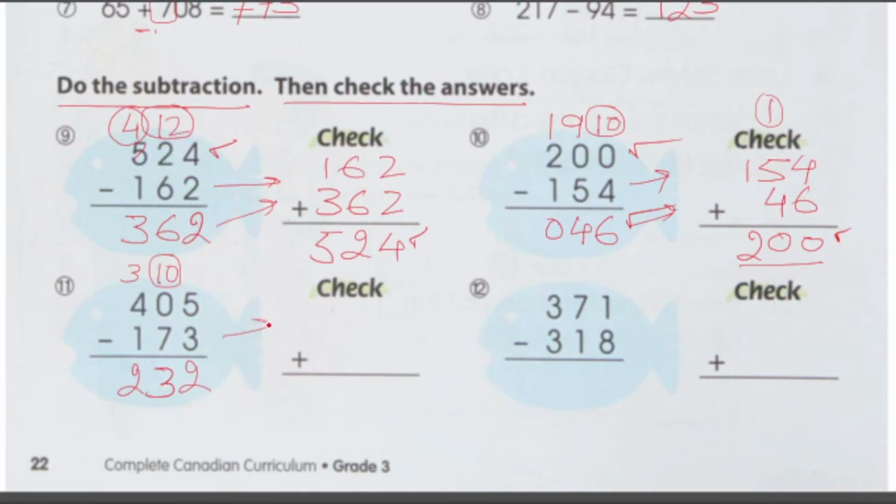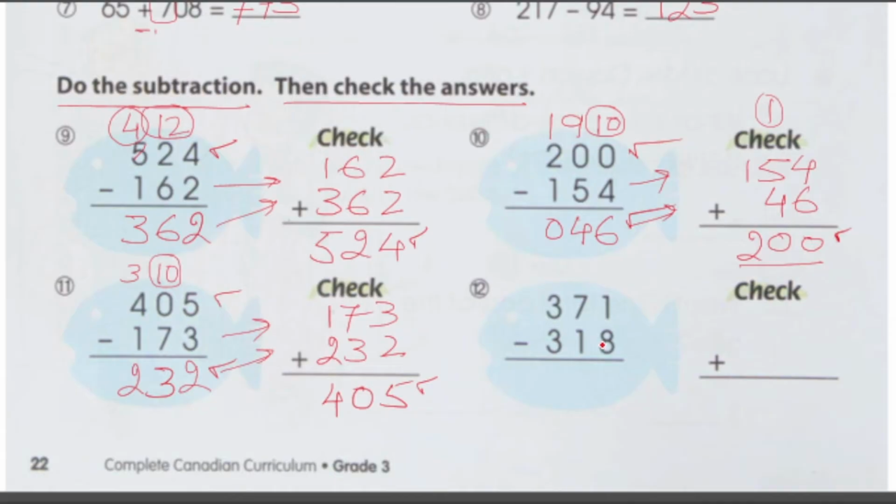So add these two numbers, 173 plus 232. 3 plus 2, 5, 7 plus 3, 10. Write 0 over here and carry 1 forward. So 1 plus 1, 2, 2 plus 2, 4. So the answer is 405, which is equal to this minuend. Therefore, our subtraction is correct.